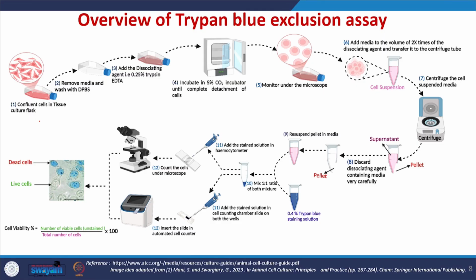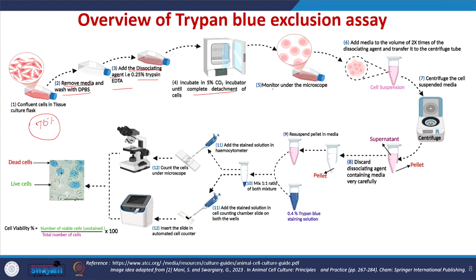Let us see the overview of trypan blue exclusion assay. Once the cells are 70% confluent in the tissue culture flask, remove the media and wash the cells with DPBS, that is Dulbecco's phosphate buffered saline. Then add the dissociating agent, that is 0.25% trypsin EDTA. Then incubate the cells in a 5% CO2 incubator until complete detachment of cells.